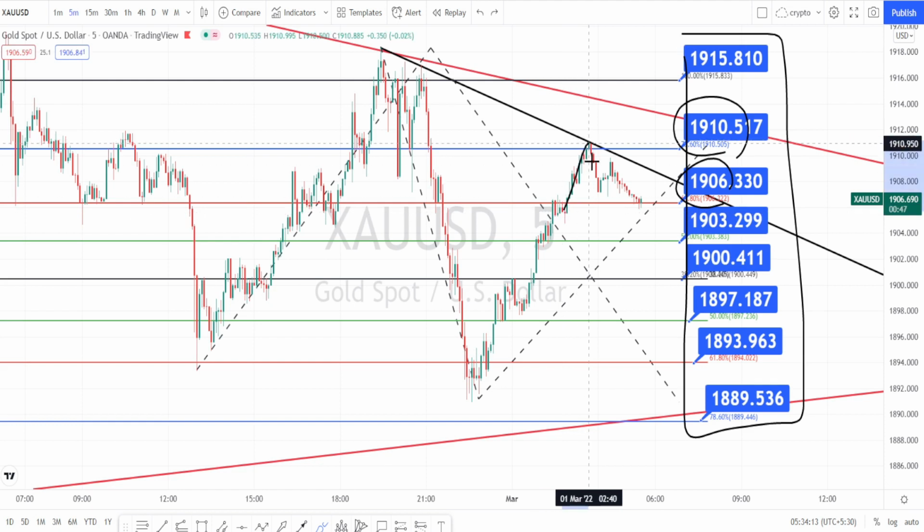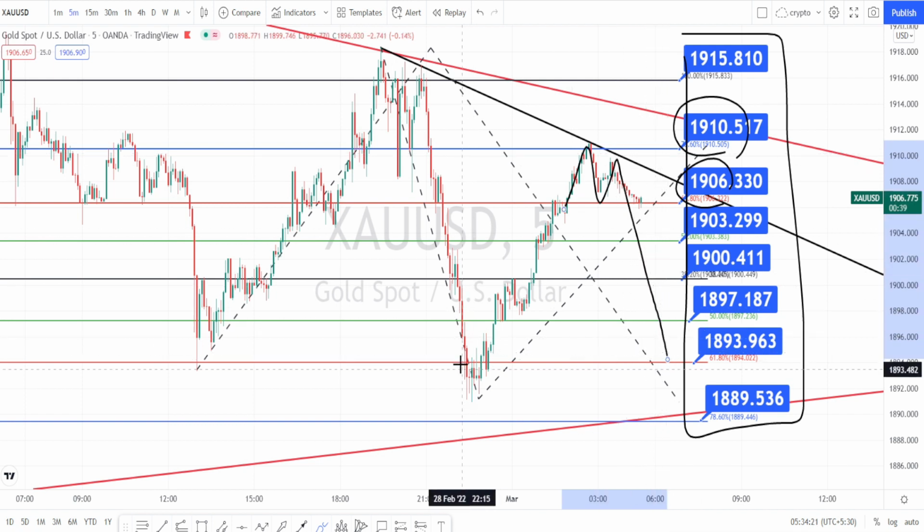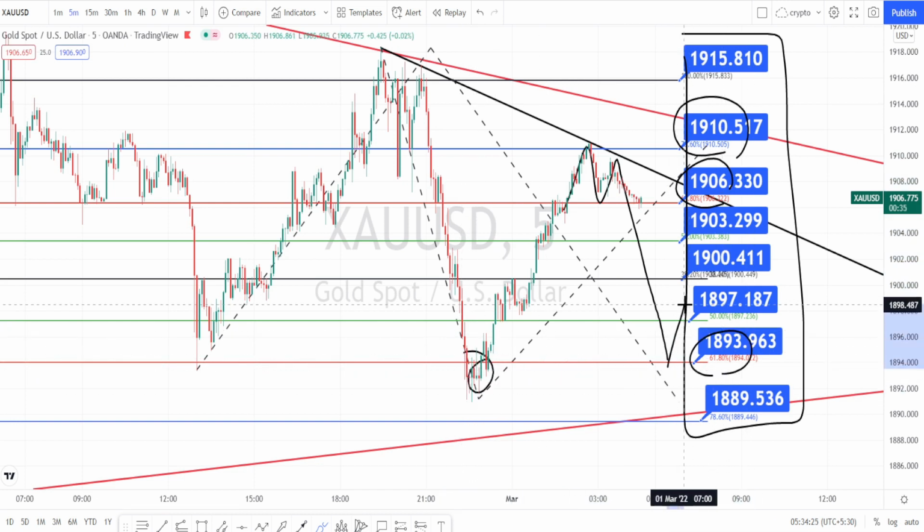Currently it has made a pattern similar to a double top, which means a bearish trend reversal. If the bearish trend continues, we can expect it to retrace up to the previous low of 1893, then to consolidate or further continue on its bearish trend. And also we have the higher time frame trend line or the support line, which is around 1889.